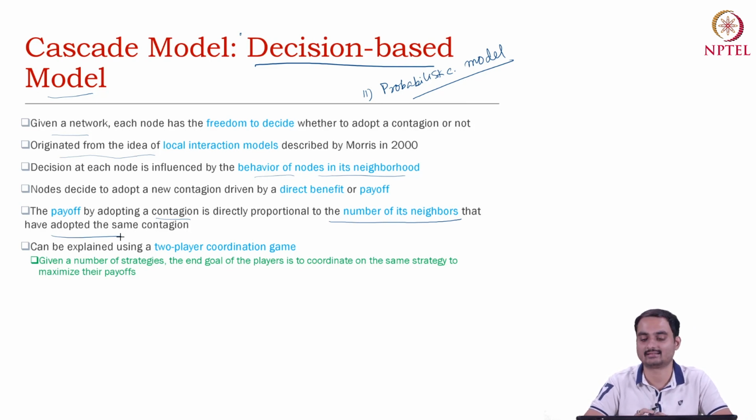Let's take another example. Let's say there are two voice communication apps, one is WhatsApp and the other is Skype. Now which one would you like to choose? You would look at your neighbors, your friends, and you see that most of your friends have installed WhatsApp, and you also want to communicate with your friends quite frequently, so you would also install WhatsApp, not Skype, right? It depends on your neighbor's decision, neighbor's choice. So it can be explained using a two-player coordination game. We will discuss this later.